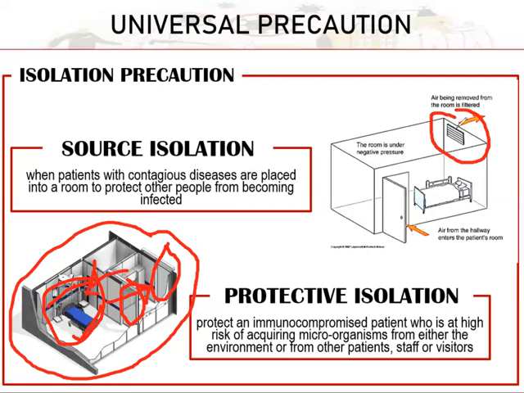This exhaust class is filtered. Of course, the aerosols present inside the room must be filtered first before they exit to the outside. So, we have these two forms of isolation class, the source and the protective. For source isolation class, we are isolating the patient to protect other people from becoming infected.